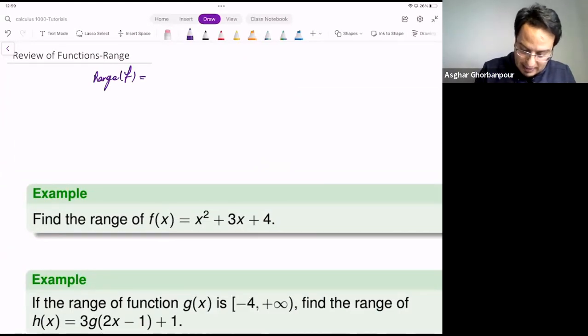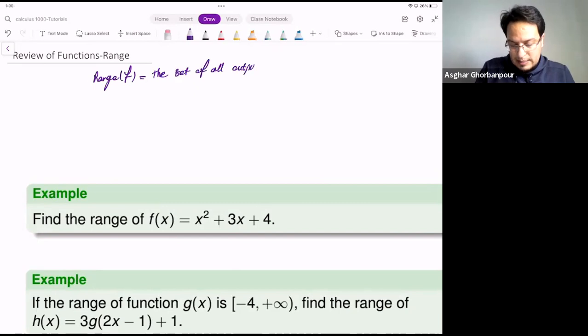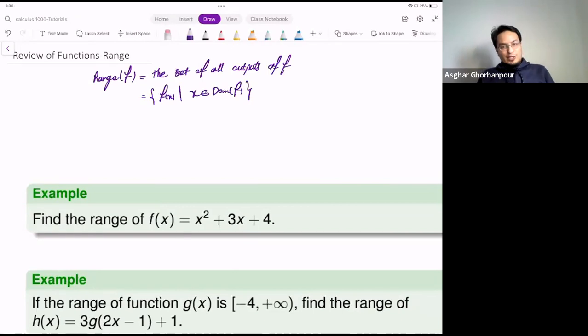So this is, we say, the set of all outputs of f. Okay, and if I want to write it in terms of sets, this is all values of the function when you plug in all possible values of x, which in this case is all the domain. So you plug in all the values of the domain and see what the possible values are.